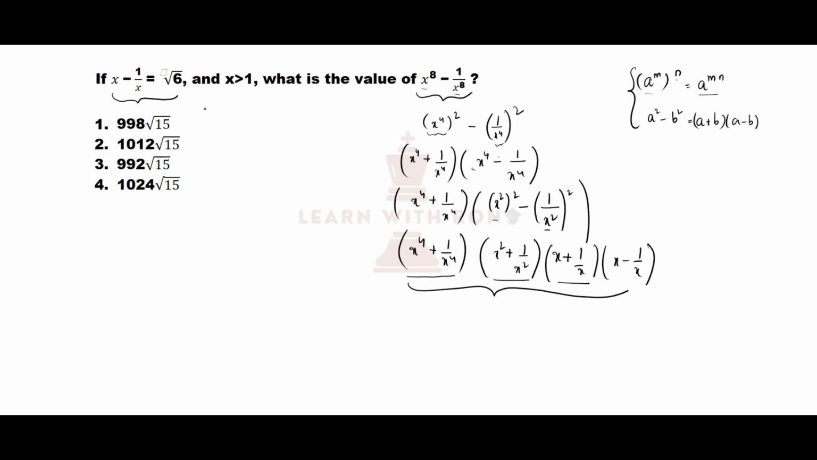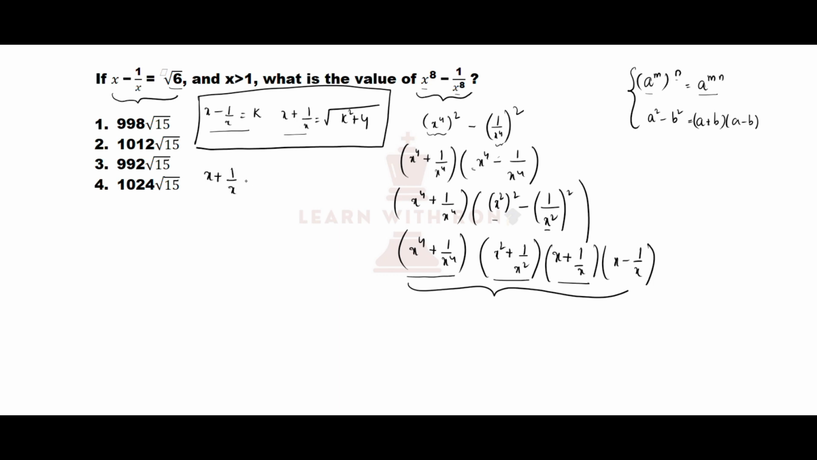Now as we all know, if x minus 1 by x is equal to k, then x plus 1 by x is equal to square root of k square plus 4. Okay, remember this formula. So x minus 1 by x they have given as square root of 6, and we need to find x plus 1 by x. So x plus 1 by x is nothing but square root of (square root of 6 whole square, 6, plus 4). So x plus 1 by x is nothing but square root of 10.